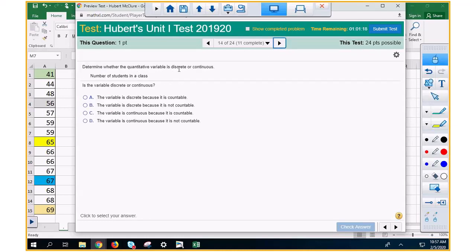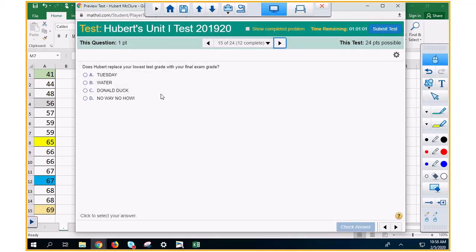Determine whether this is quantitative, discrete, or continuous. Number of students in a class. Do you measure or do you count? Count. And which one's discrete and countable? A.